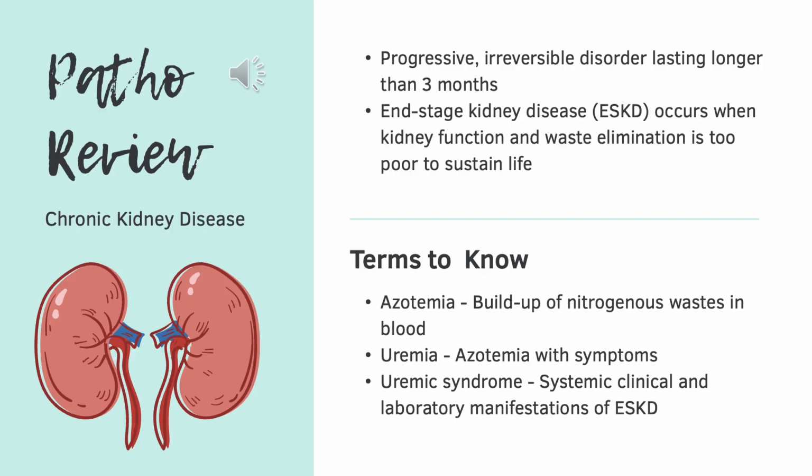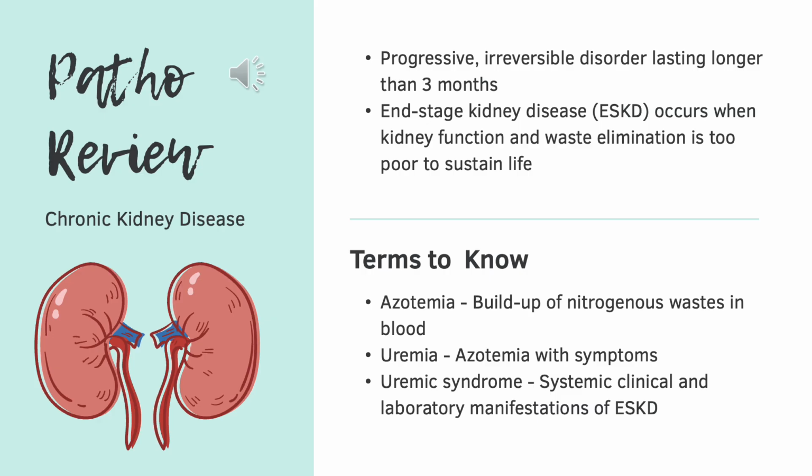All right, so we're going to start with a review of some pathophysiology for chronic kidney disease, or CKD. This is a progressive and irreversible disorder that lasts longer than 3 months. Over time, it impairs the kidney's ability to filter waste as well as maintain fluid and electrolyte balance. And whenever the kidney function becomes too poor to sustain life, then chronic kidney disease advances into end-stage kidney disease or end-stage renal failure. As we go throughout this lecture, there's a few terms that you need to understand.